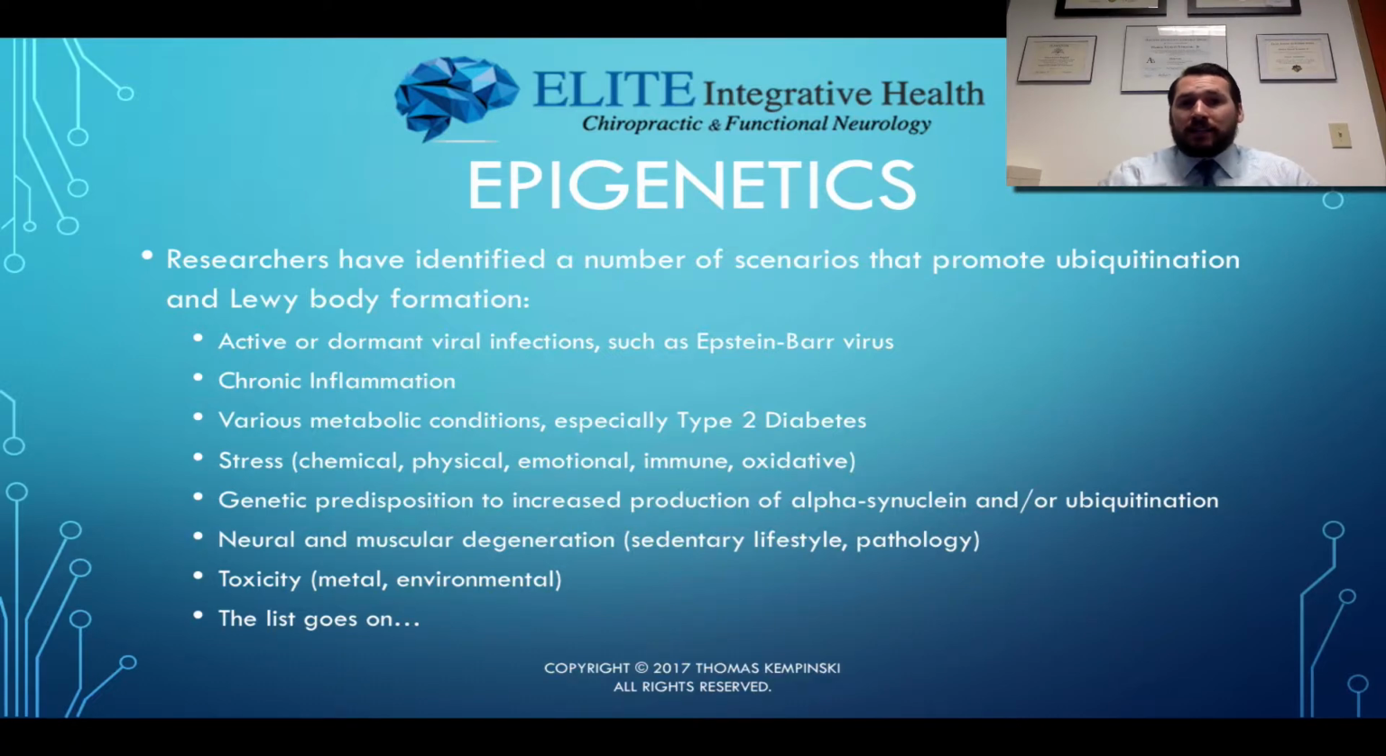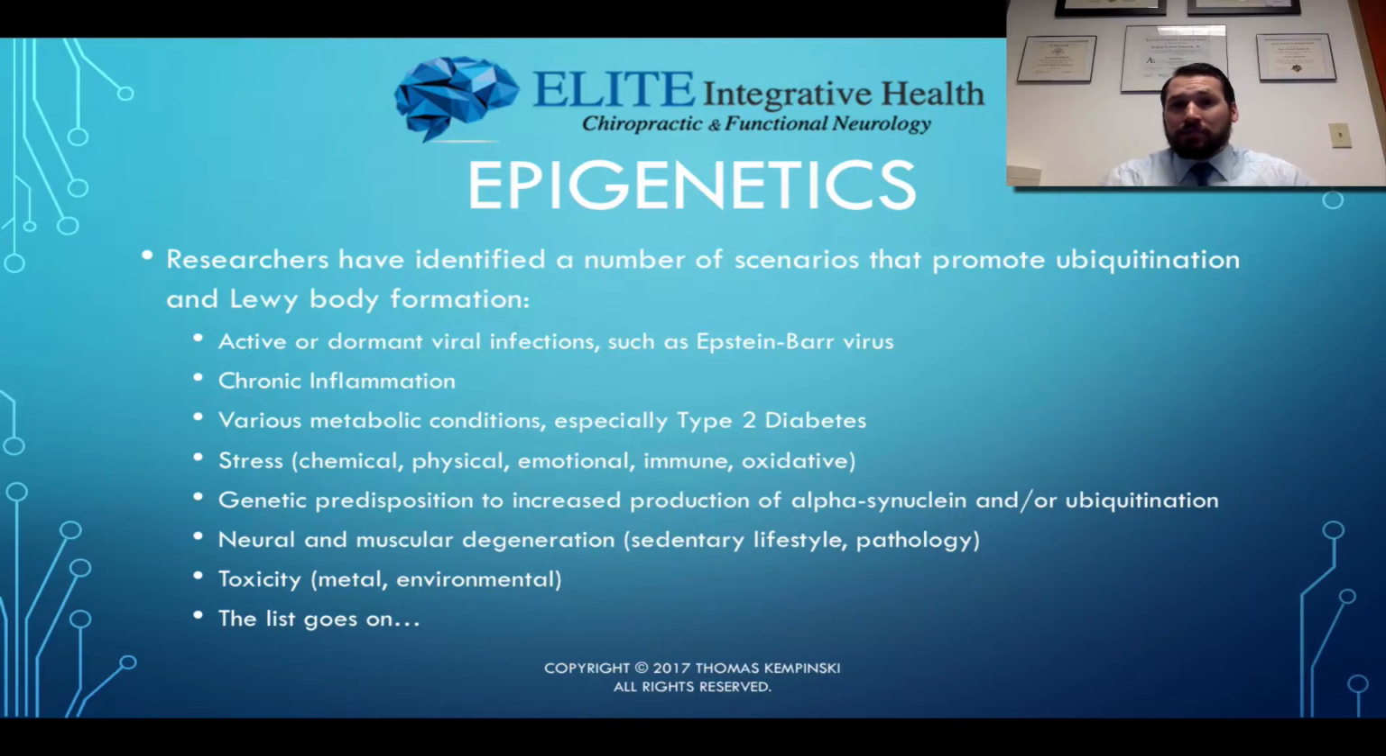So researchers have identified a number of scenarios that promote ubiquitination and Lewy body formation. And so here are some of them. And again, this is not all-inclusive, but here are some of the common things. You can see active or dormant viral infections, such as the Epstein-Barr virus. And again, this holds true for other viruses and bacterial infections and things like that.